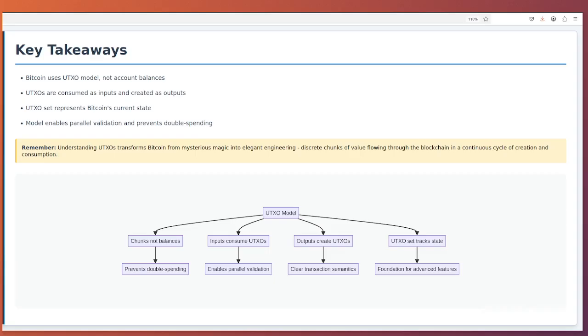Understanding UTXOs transforms Bitcoin from a mysterious digital currency into a logical, well-designed system. You now know what is really happening when you send or receive Bitcoin. UTXOs being consumed and created in an endless chain stretching back to the Coinbase transaction that first created those Satoshis. This knowledge empowers you to use Bitcoin more intelligently, whether you are a developer building on Bitcoin, an investor managing holdings, or simply someone curious about how cryptocurrency actually works at a technical level.